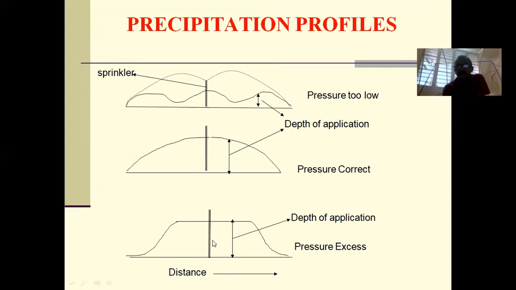One may think that when pressure is excess, one will get a larger depth of water at the periphery. It does not happen so. What happens is the droplets become very small and they lose the energy to travel, and all the droplets fall very near the sprinkler, and you get a precipitation profile, something like this. So excess pressure is also not good, low pressure is also not good, correct pressure is good for operation.